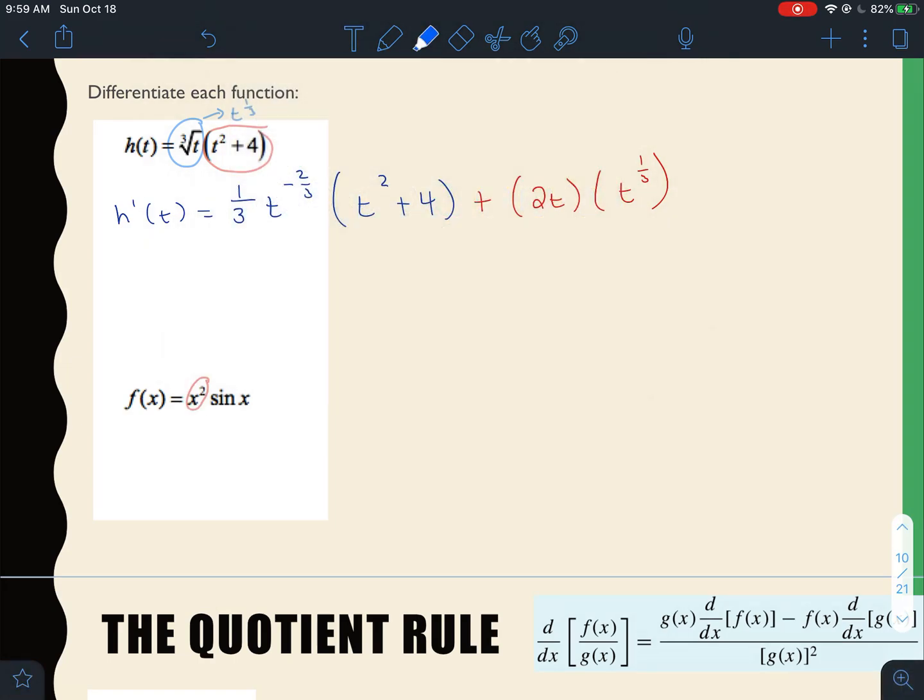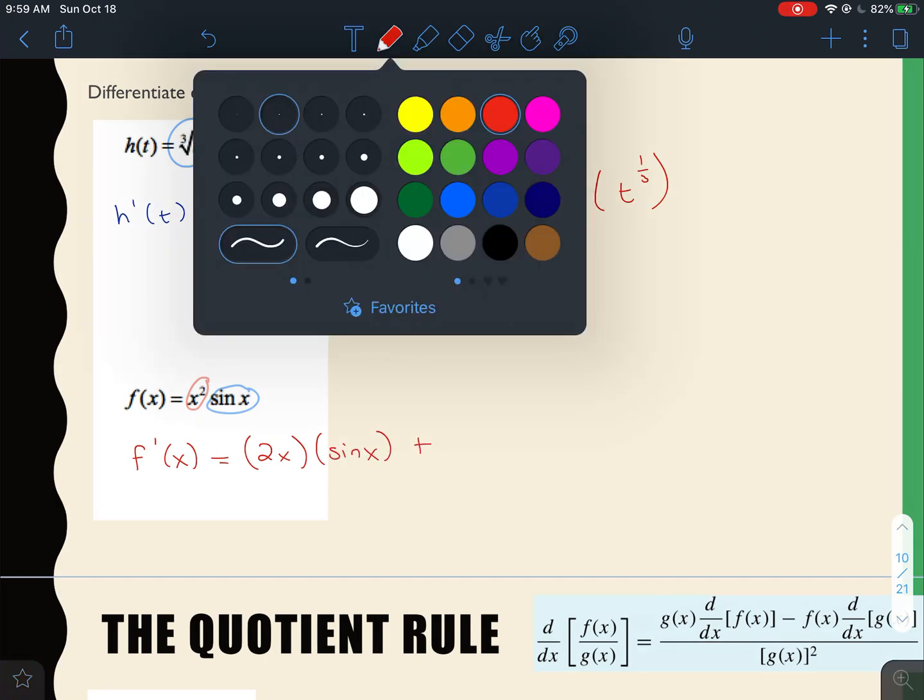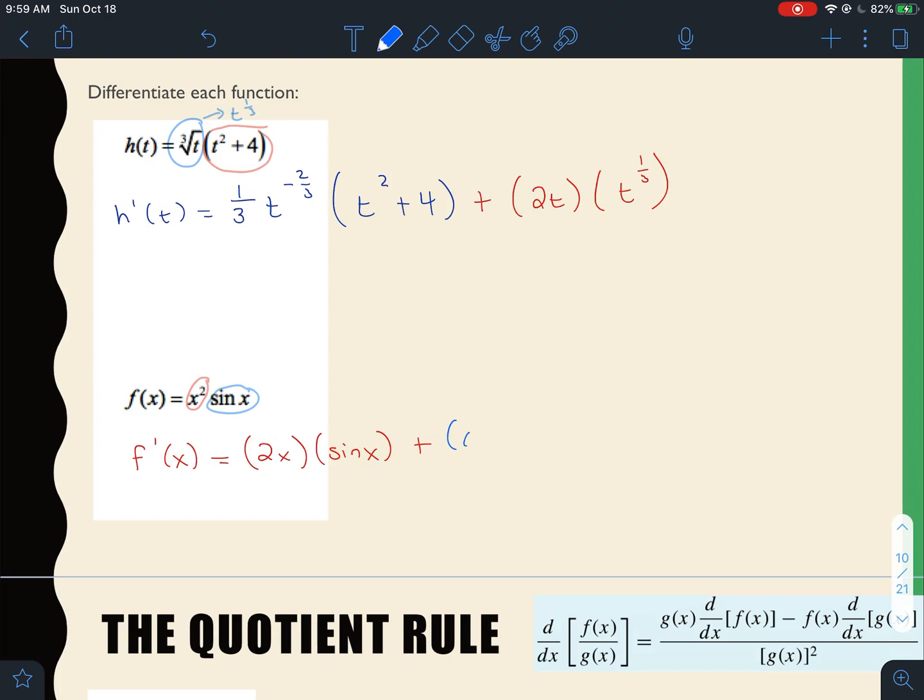On the next one, we have x squared times sine x. So if I wanted to take the derivative of this, the derivative of the first function is 2x, then times, leave the second function alone, sine x, and then plus, and then the derivative of sine x is cosine x, and then times x squared. And again, typically we write the polynomial function first when you're multiplying, so it would be 2x sine x plus x squared cosine x.